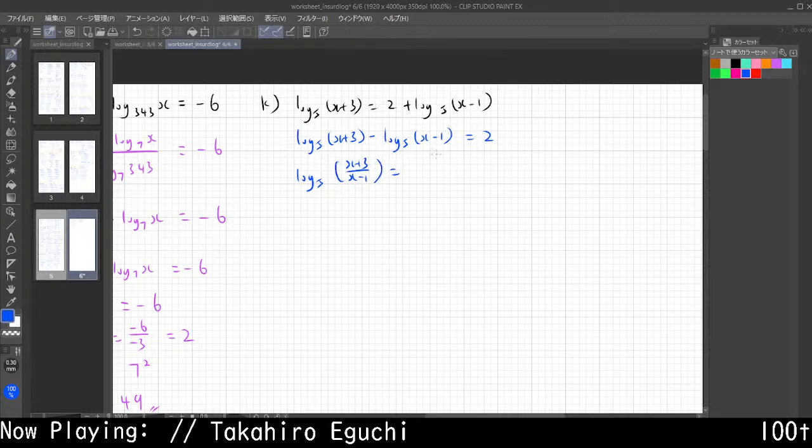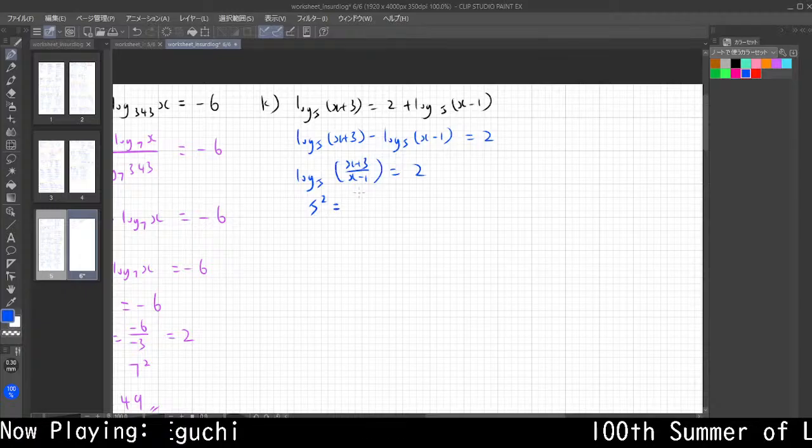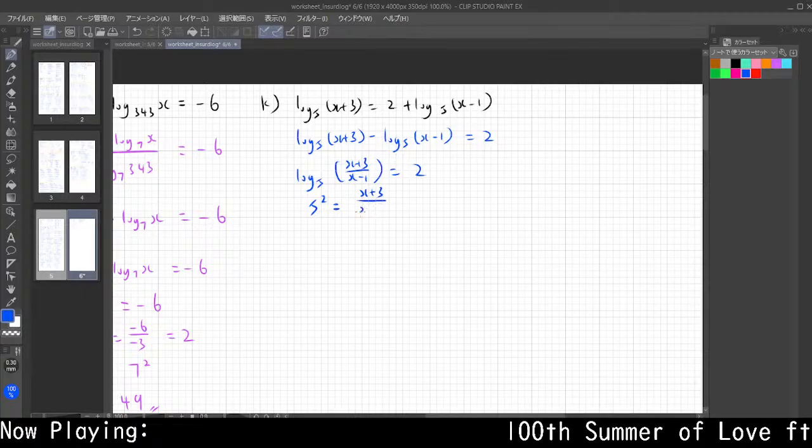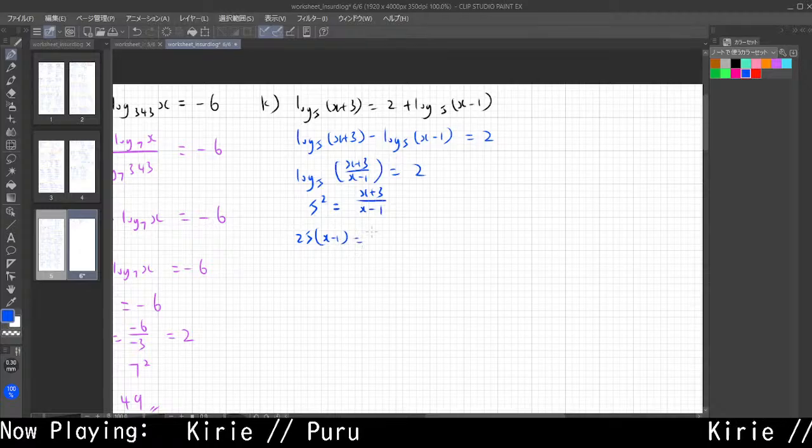Divide becomes minus, minus becomes divide. Turn into power form.